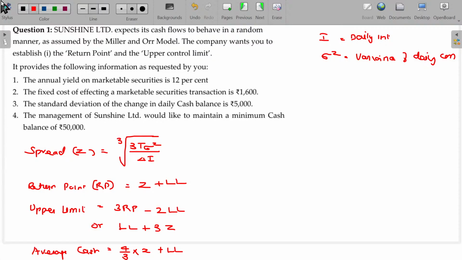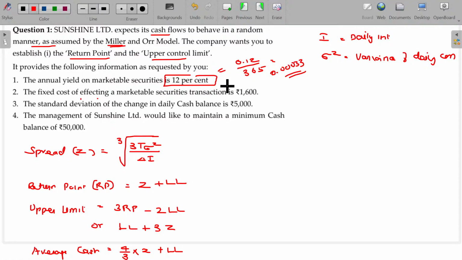That's more than enough. Sunshine Limited expects its cash flows to behave in a random manner as assumed by the Miller-Orr model. The company wants you to establish the return point, upper control limit and all. The annual yield on marketable securities is 12%. So 12% means 0.12, and daily it should be divided by 365. Come on, find out the daily interest. 0.00033. Am I right?